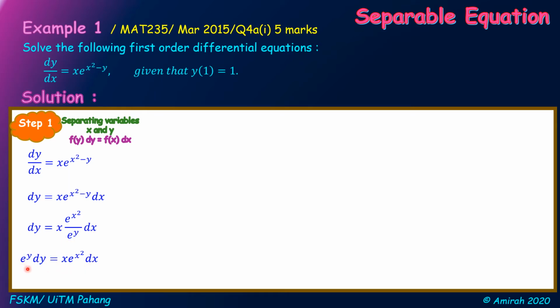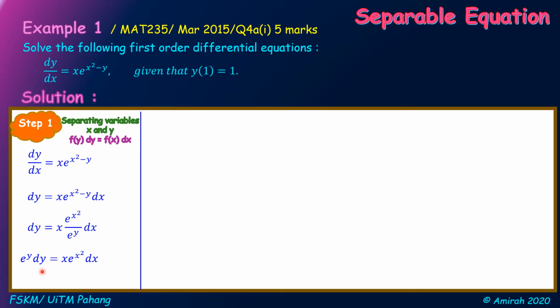Now we are done separating variables x and y, because left hand side has variable y and dy. Note that e is not a variable. e means Euler's number, equals 2.718 something. The right hand side is now all in variable x and dx.